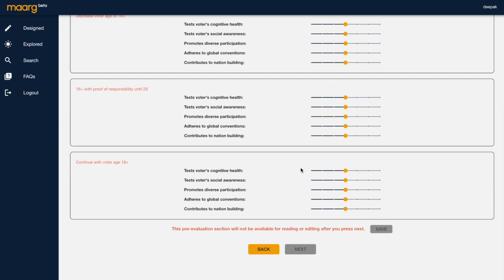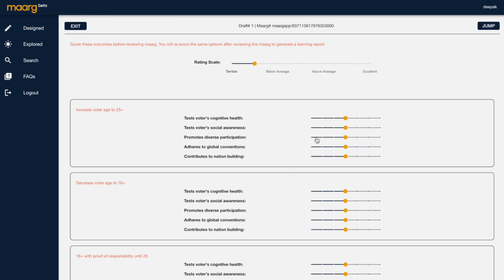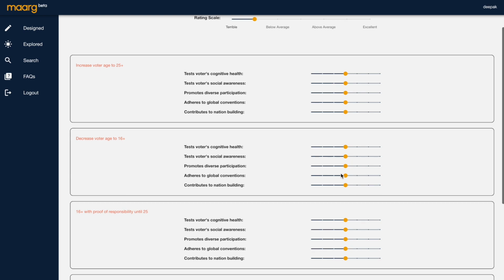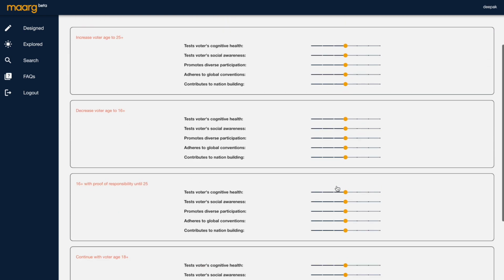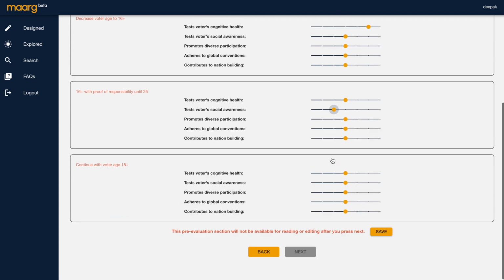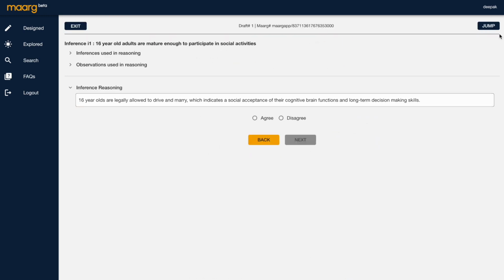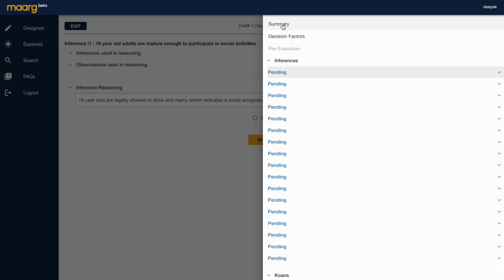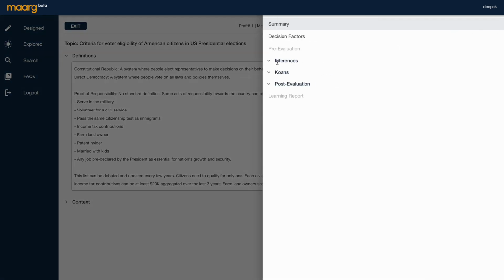So again, now we are back to the pre-evaluation section over here. If you are not sure about any factors, you can always leave this neutral. But for now, let's say I change a little bit. These are just random values, and we move on to next. Do notice that you can always go back to the previous section and move around.